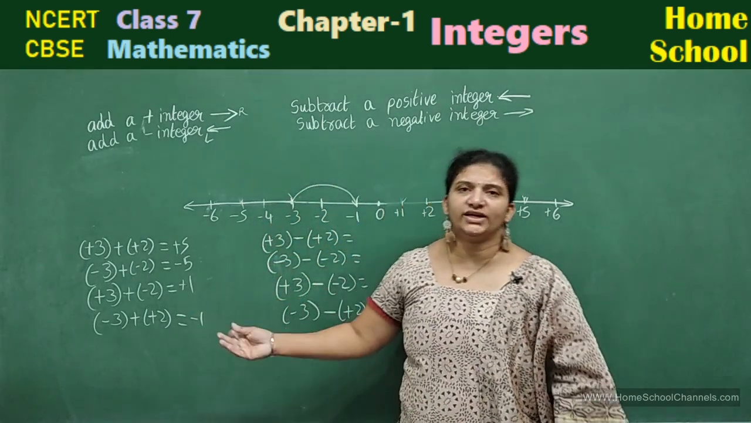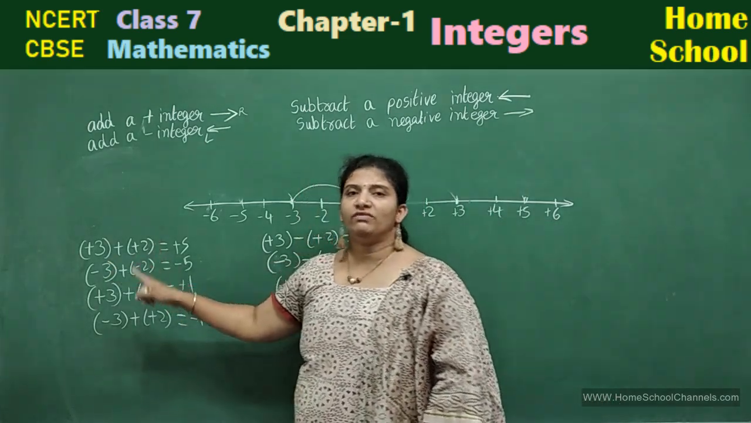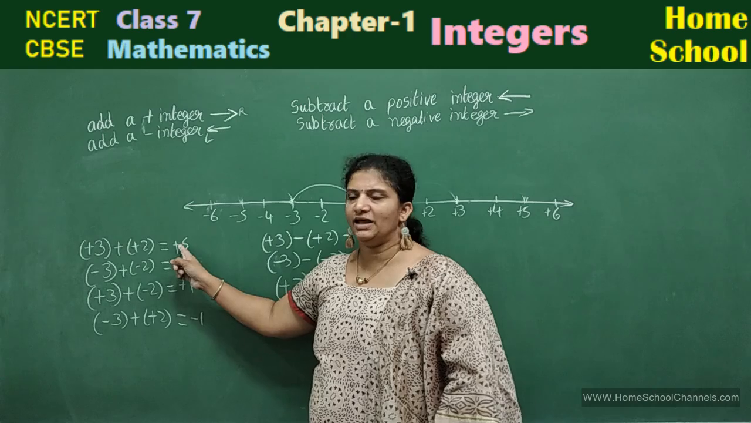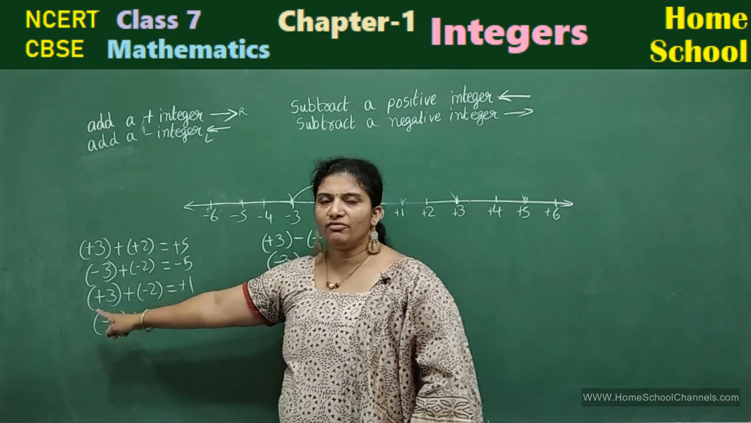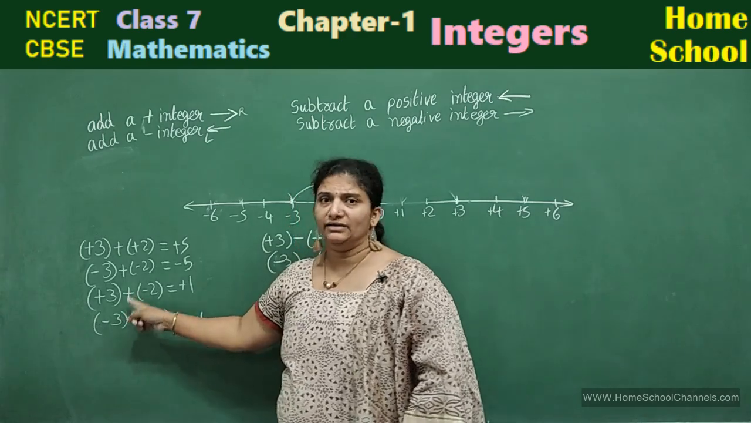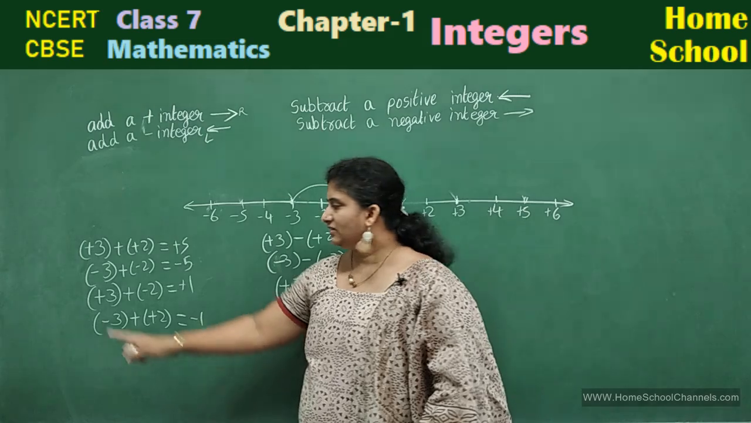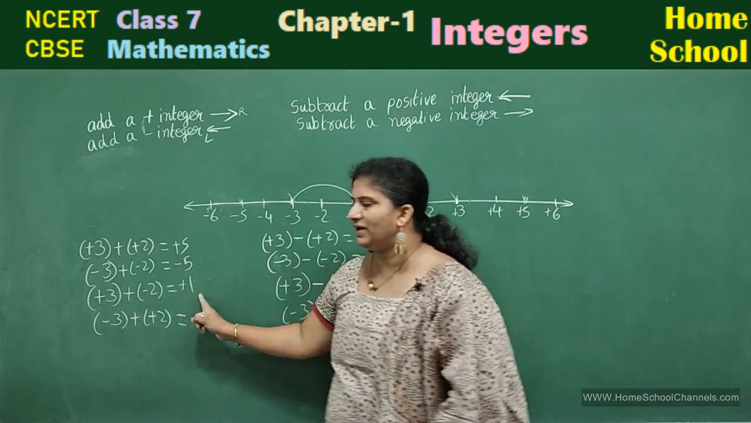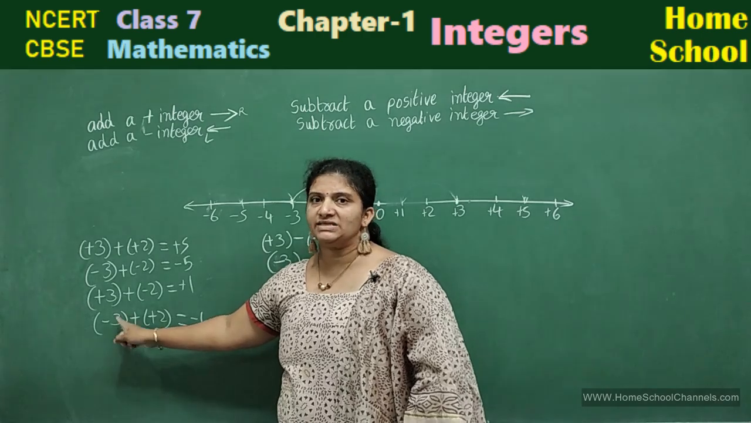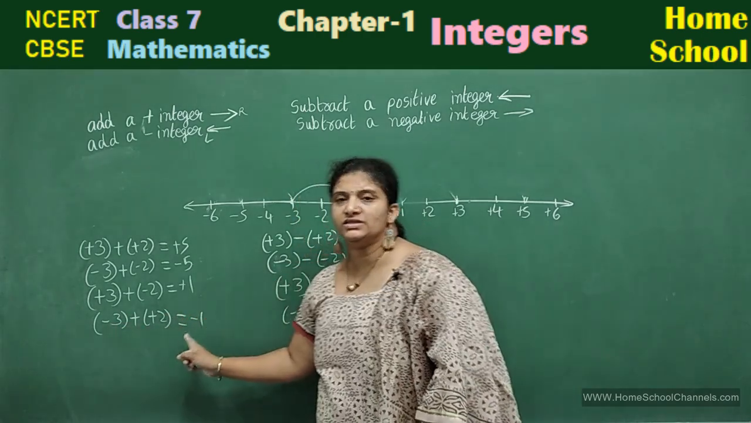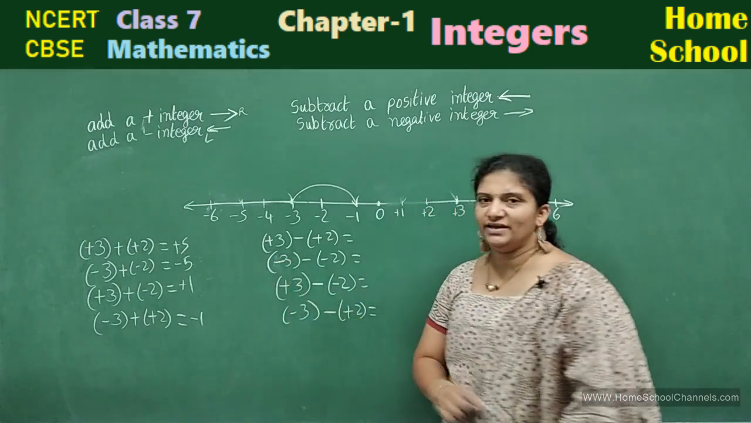If you want, you can check with the addition operations what we have done. If both are positive, what we need to do? Take the positive sign and add the number. If both are negative, take negative sign and add the number. Here, if both are different signs, if you add, take the sign of a greater number and subtract. Sign is positive, 3 minus 2 will be 1. And here also, greater number is 3, greater number sign is minus. And subtract this, you get minus 1. Is this clear? Now let us solve this one.